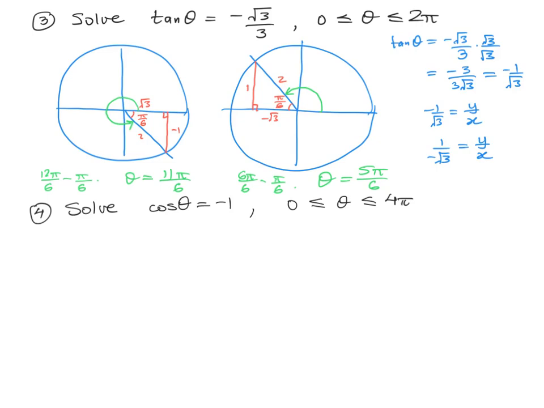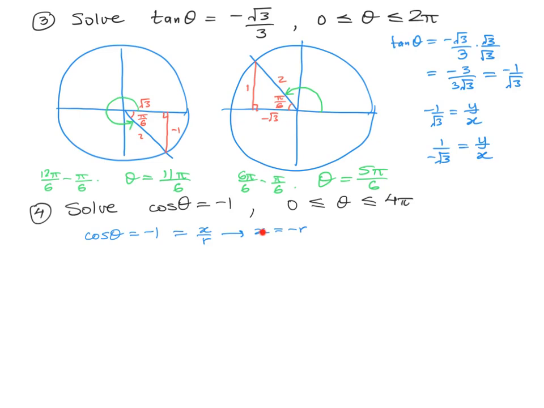Okay, let's solve cosine theta equals -1 between 0 and 4 pi. Okay, that's going to mean 2 circles worth of angles. Cosine theta equals -1. Now, before I draw my circles, I'm going to notice that cosine theta equals -1 is really x over r. Well, that just means that x and r are the same, except x is -r.